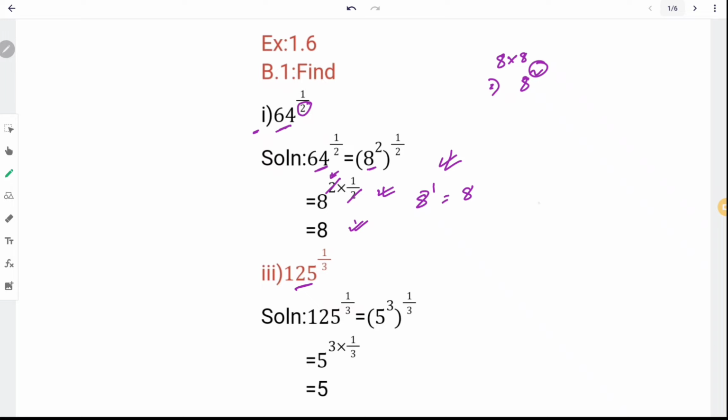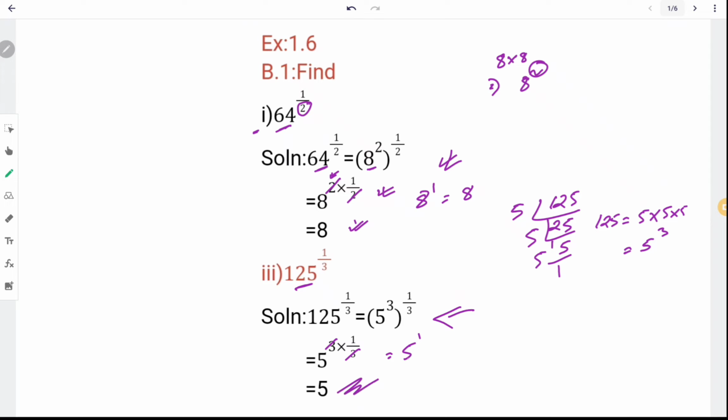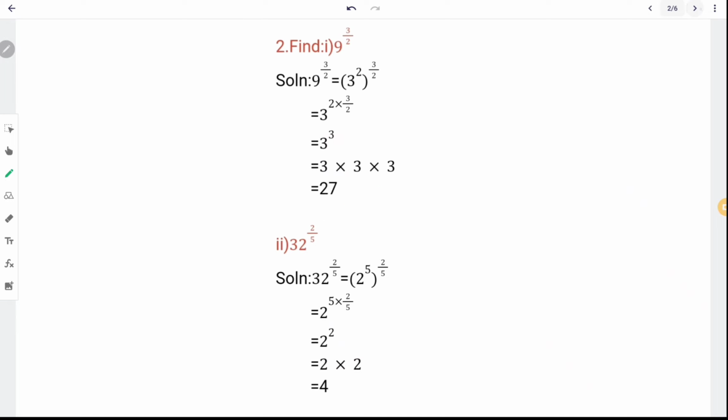The base, so 125, if I find the factors, 5 5s are 25, then 5 5s are 25, then 5 1s are 5. So 125 can also be written as 5 into 5 into 5, or simply as 5 to the power 3, or 5 cube, right? So you can already see that is what I have done. Open a bracket, then once again 3 1s are 3, 3 1s are 3. We're having here 5 to the power 1, which is simply equal to 5.